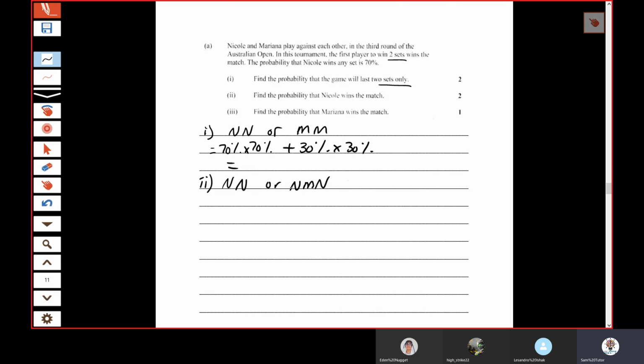So see, I won the first set. You won the second set. What happens between you and me? Tie. We got to play a third set. Yeah, exactly. And then the third set, Nicole needs to win. Or Mariana wins the first one, and then Nicole wins. Nicole. That's it. That's the only possible options. Do you get that now? Yeah.